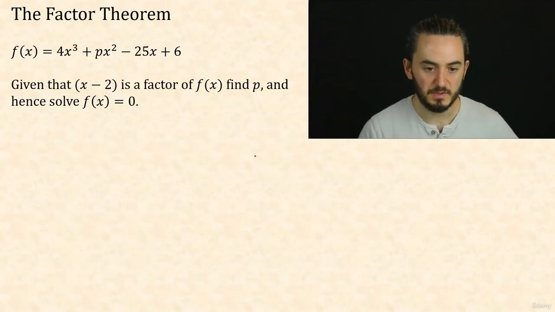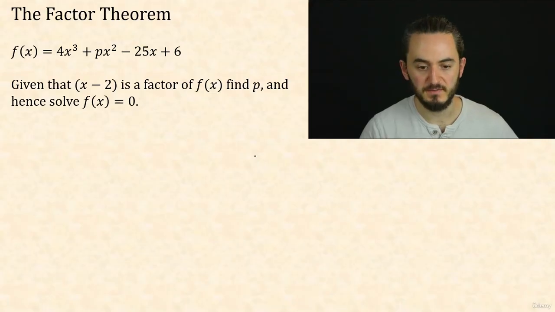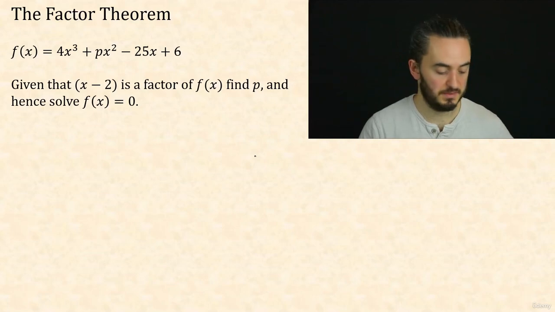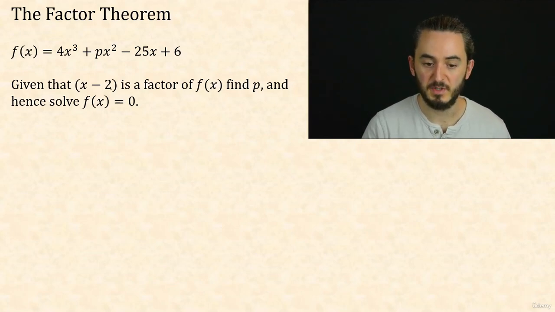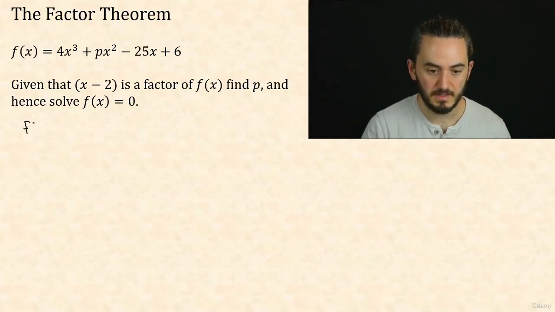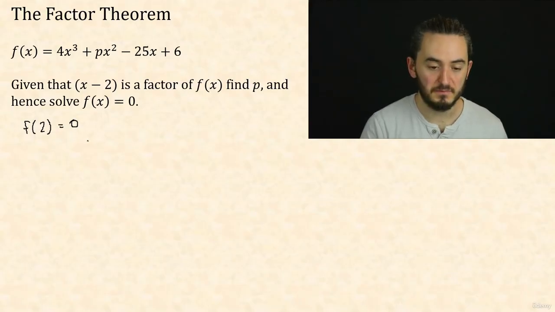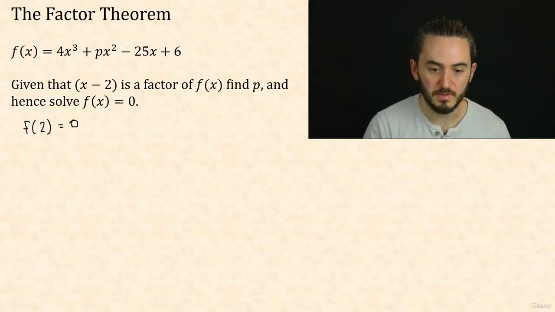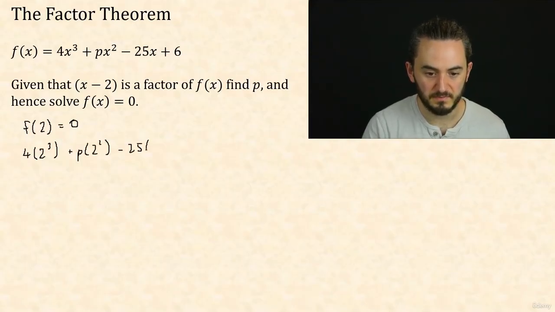Okay, f of x equals 4x cubed plus px squared minus 25x plus 6. Given that x minus 2 is a factor of f of x, find p and hence solve f of x equals 0. All right, so if x minus 2 is a factor of f of x, then f of 2 must equal 0. If f of 2 equals 0, then I can just sub 2 into my equation. So that's going to be 4 times 2 cubed plus p times 2 squared minus 25 times 2 plus 6, and all of that should equal 0.